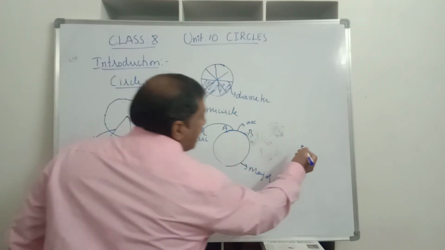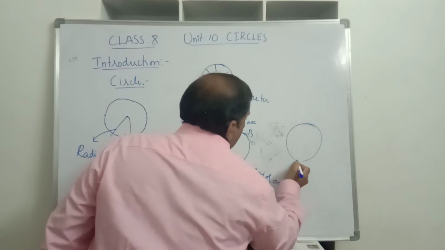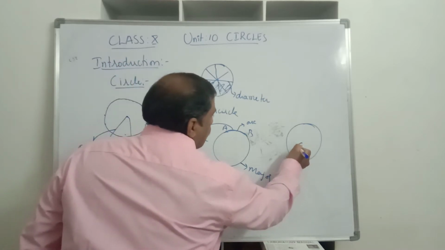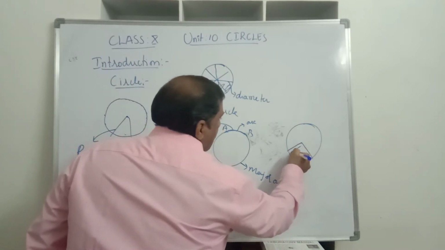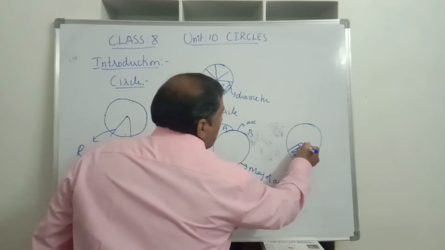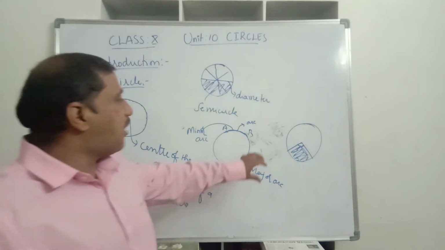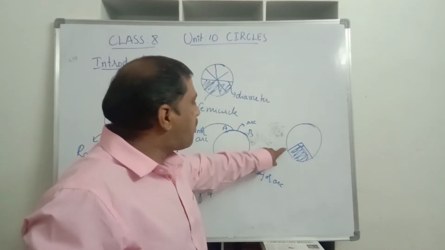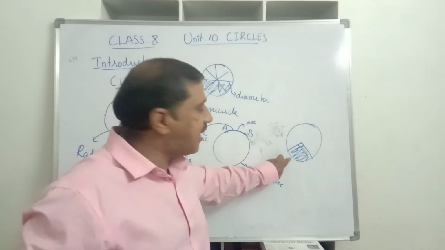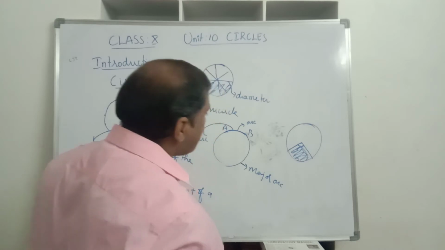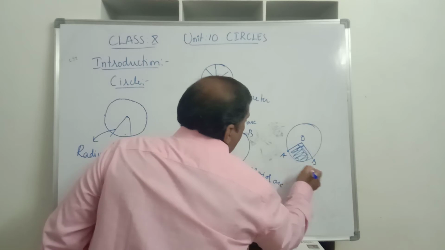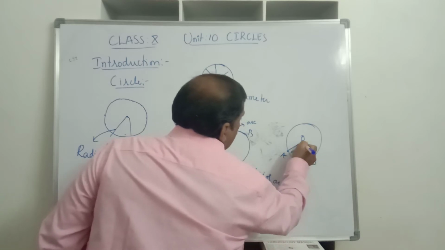Sector of a circle. See here, draw a circle. This is the center of the circle. Draw its two radii. Now this portion is known as the sector of the circle, and this is the angle of the sector. What is a sector? A part of the circle which is formed by joining the two endpoints of an arc with the center of the circle. So these are the two endpoints of the arc AB, and they are joined through the radii.